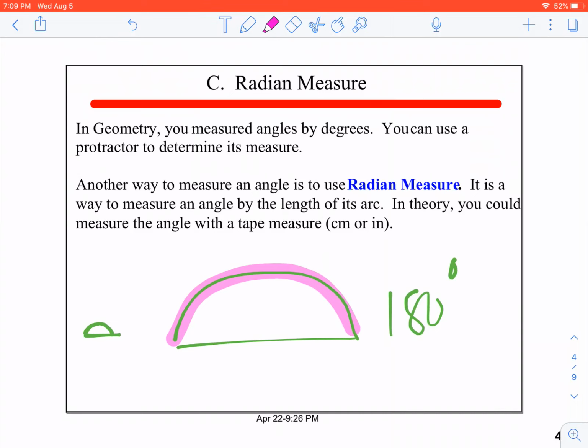So another way to measure an angle is by the length of its arc. In theory, you would be able to measure the angle with a tape measure. So in calculus, we use radian measure almost exclusively because radian measure is how you can use some type of linear measurement.